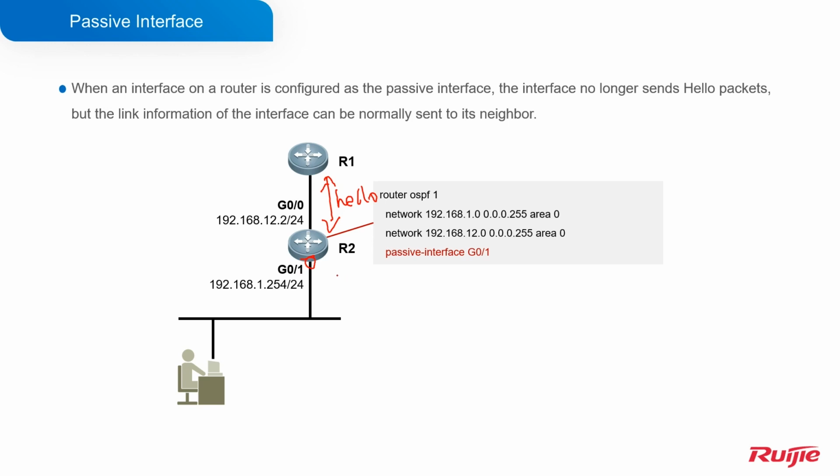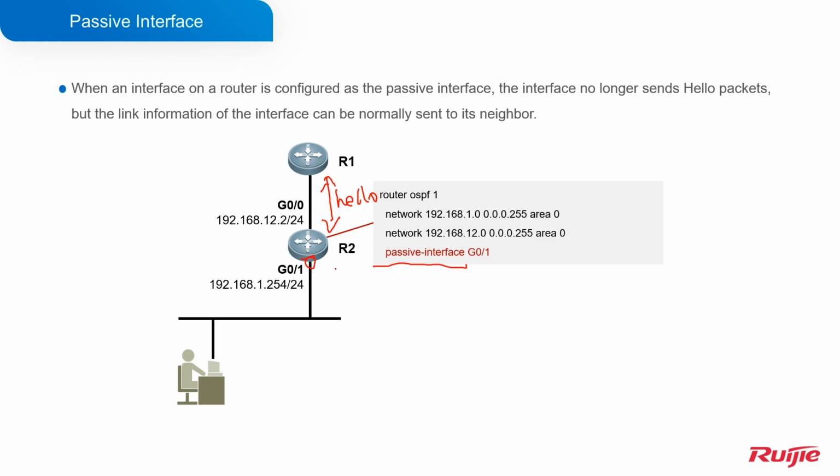So now, if we don't want to waste the bandwidth on the link, or if we don't want to waste the resources of the routers, how do we do it? We can set the interface on the routers to become the passive interface. Okay, to become the passive interface. So here we can see Gigabit 1 is connected with the terminal, right? So for this interface, we can set it to become the passive interface.